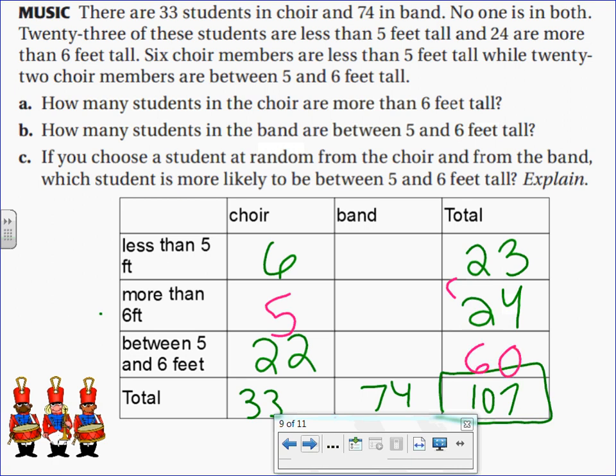Now that you have that, you can do any of these three next, because if you're looking at your rows, like in this row, you have the total, but not the band. You know what I mean? So you subtract 6 from 23, which is 17. You subtract 5 from 24, which is 19. Subtract 22 from 60 is 38.